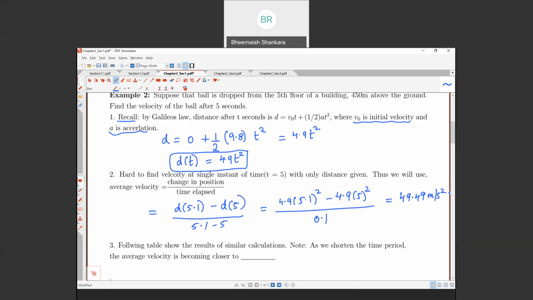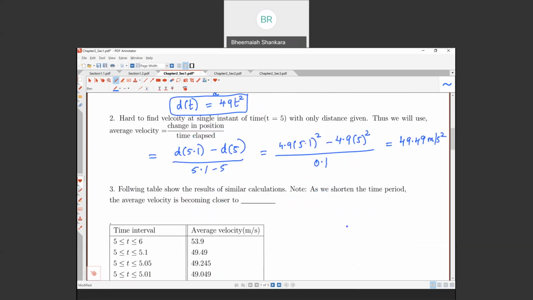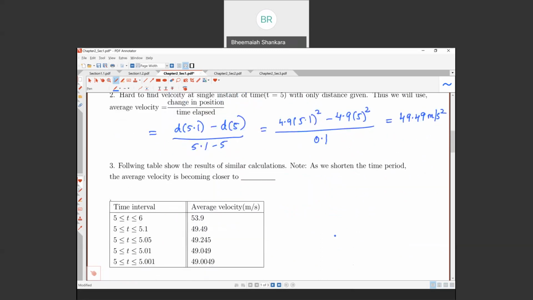Next, you have been given a table. The following table shows the results of a similar calculation. We note that as we shorten the time period, the average velocity is becoming closer to, let's read this, now the starting interval is 5, 6. You see the interval is reduced: 5, 5.1, 5.05, 5.01, 5.001. So as you reduce the interval, I want you to observe the average velocity. It's going down. And the last three values are showing that it's converging to 49. So you might want to write here that this is becoming closer to 49 meter per second.